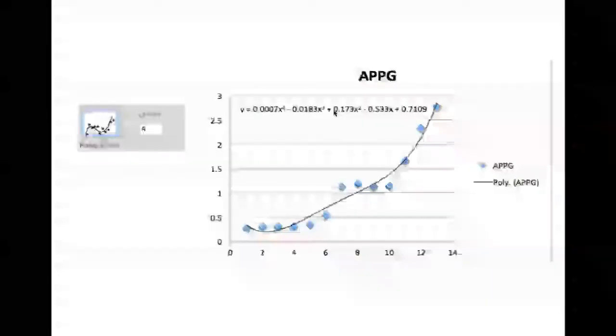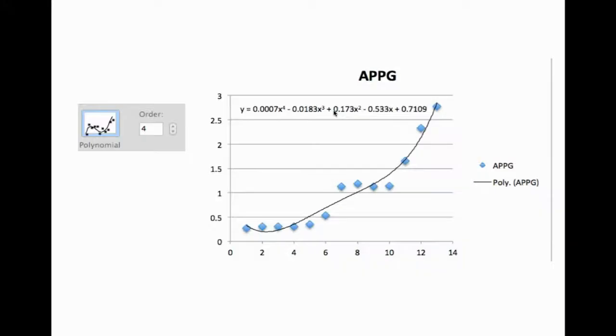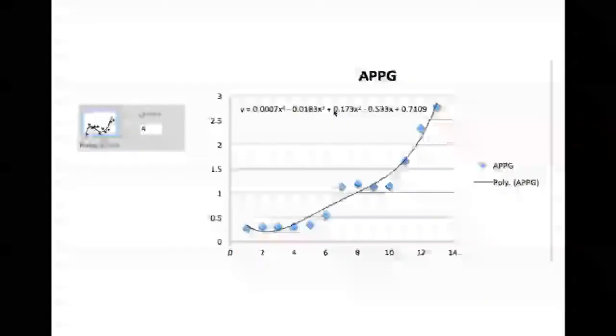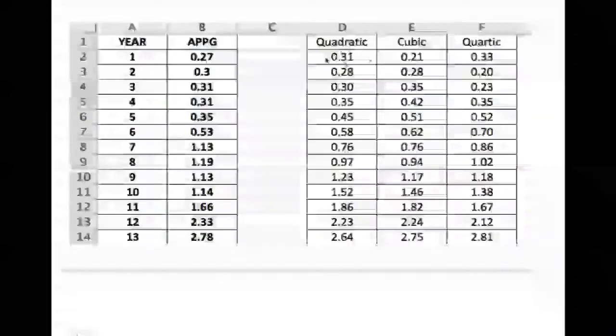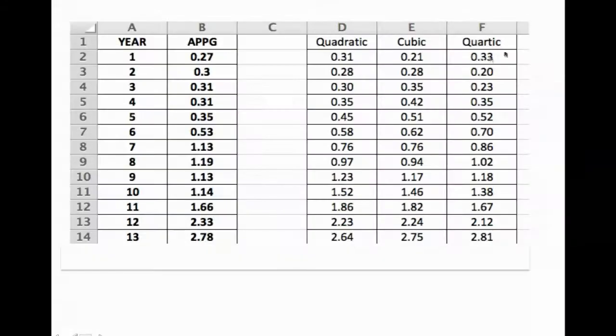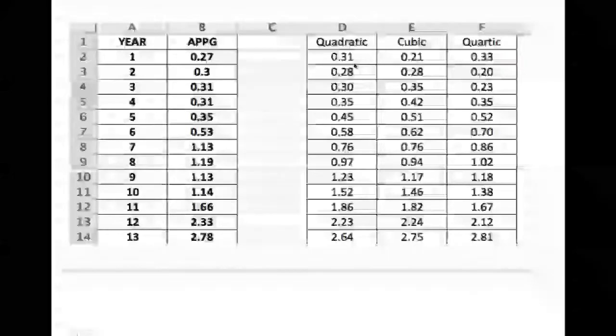So that's enough. I mean, I can keep going and going. As a matter of fact, Excel only goes to 6 degrees, or 6th order, but I think you get the picture here. Now what I would like to do is take each of those equations, the quadratic, the cubic, and the quartic, and go back to my Excel spreadsheet. And I put that equation in the first cell here for the quadratic, the first cell here for the cubic, the first cell here for the quartic. And I filled down, and I got the predictions based upon those equations.